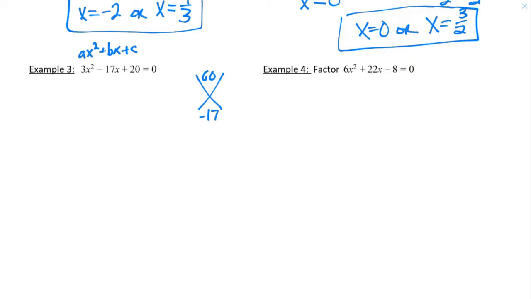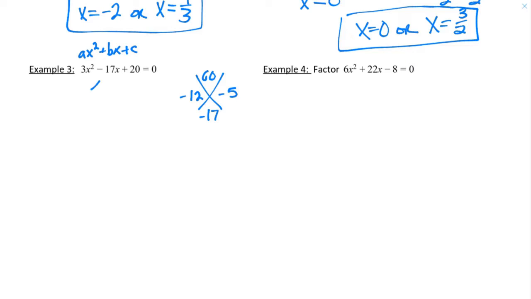So you're going to run through your factors. You're going to try to find out what's going to work. Since we're multiplying to be a positive number and adding to be a negative number, both of our values are going to have to be negative. So that'll help to start narrowing it down. When you find those factors, you should come up with negative 12 and negative 5. Negative 12 times negative 5 is 60. Negative 12 plus negative 5 is negative 17.